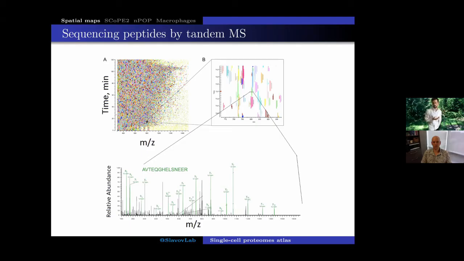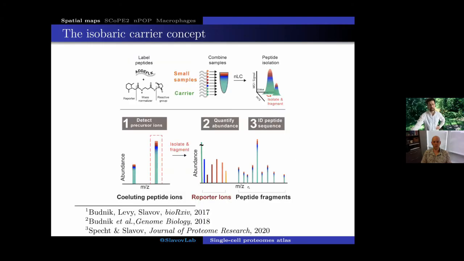To determine their sequence, we need to detect multiple fragments from each peptide so that we can tell what is the biological identity of the ion. And because some of these fragments are produced inefficiently, when we analyze single cell level abundance material, determining peptide sequences becomes very challenging. And this challenge motivated one of our first approaches to single cell protein analysis, which was the use of isobaric carriers. That's an approach that has been widely adopted by the community, and many of you are perhaps familiar with it.